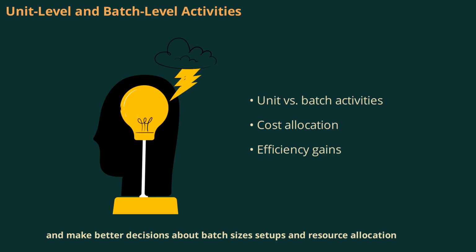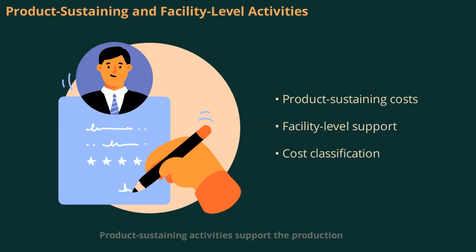and resource allocation. Product-sustaining activity supports the production or sale of specific products, such as designing or advertising a product. Facility-level activity, on the other hand, supports the overall operation of the business, like building depreciation or employee training. These costs are not directly tied to production volume, but are essential for business continuity. Recognizing these categories helps managers understand which costs can be influenced by operational decisions and which are more fixed.